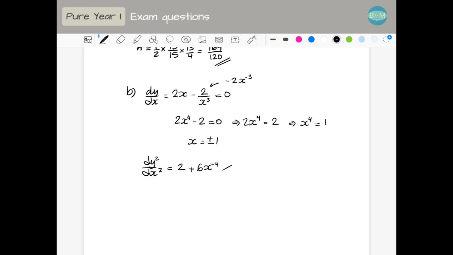When x is positive 1, I have 2 plus 6 divided by 1, which is 8, greater than 0, so it's a minimum. When x is minus 1, my other stationary point, minus 1 to the power of 4 becomes positive in 6 divided by x to the power of 4, so again it's 2 plus 6, which is 8, greater than 0, and is a minimum. So I have 2 minimums and nothing else, because I only have 2 stationary points. And that's all with this question.